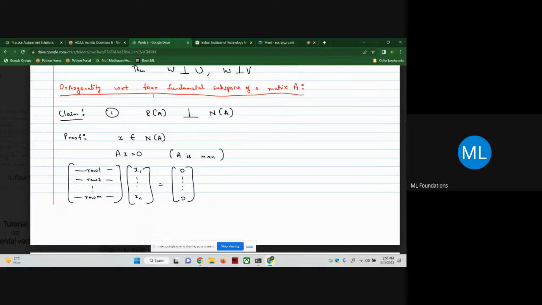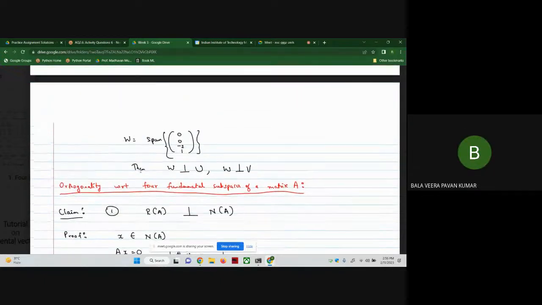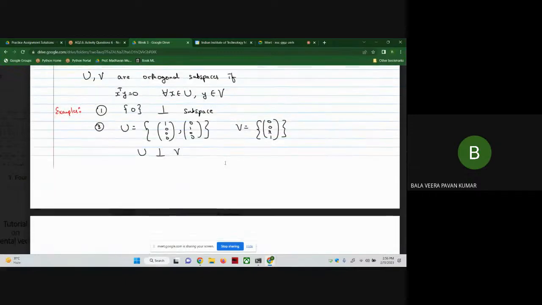Now this could be a little tricky one. Orthogonality with respect to the 4 fundamental subspaces. We have here row 1, row 2, and so on up to row m, right? Multiplied by a vector.